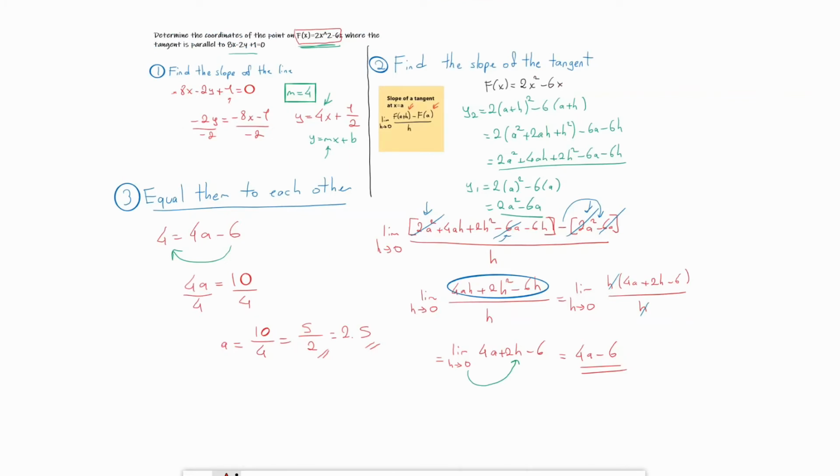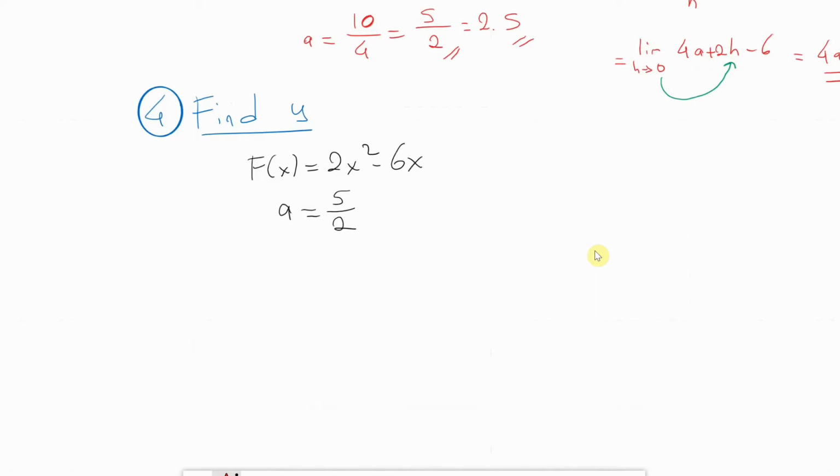But because it says determine the coordinates, so it wants both the x and y, we're going to go ahead and find what y is. So my x-coordinate is 5 over 2. So I'm going to go ahead and plug that x value right back into my original equation, which is 2x squared minus 6x. I'm going to find what y is. So we're going to plug the x value, which is a, back into here. So I'll end up with f(x), which is y, equals 5 over 2 squared minus 6 times 5 over 2.